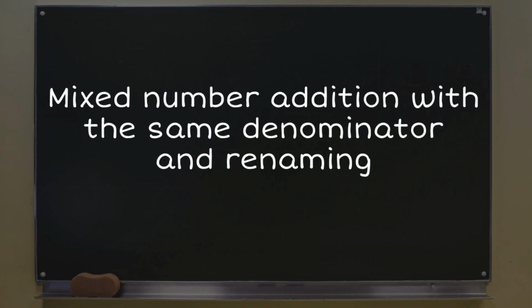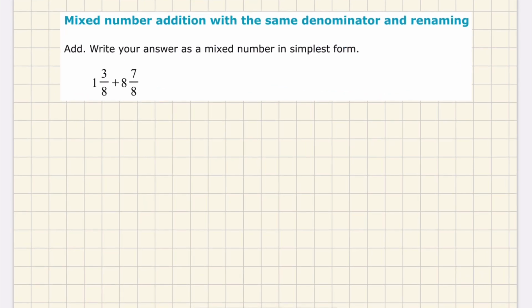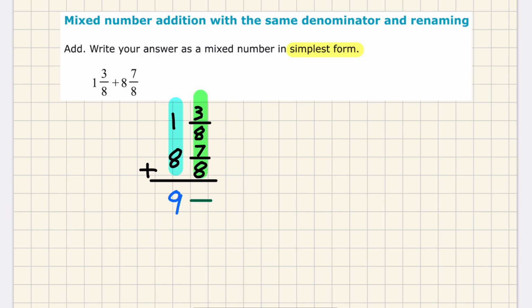Mixed number addition with the same denominator and renaming. In this example, we're asked to add these two mixed numbers and to write our answer in simplest form. To start, I'll write the addition vertically. From here, I know that I can add the whole number portion. 1 plus 8 gives us a 9. Then I can add the fraction portion. Since the denominators are the same, they're both 8, I would keep the denominator, 8, and add the numerators. 3 plus 7 would be 10.